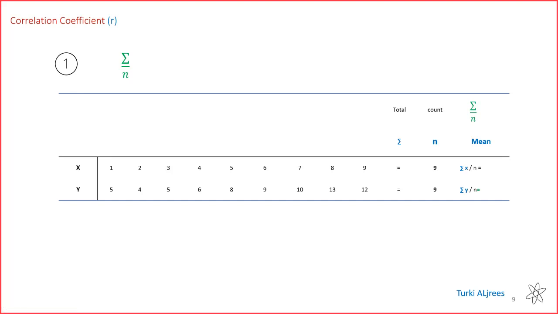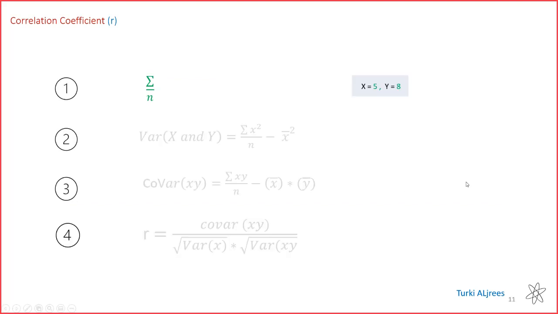The mean is to add up all the x values, count how many there are, and divide by 9. After we find the mean of x and the mean of y, we can then go ahead and calculate the variance of x and variance of y.